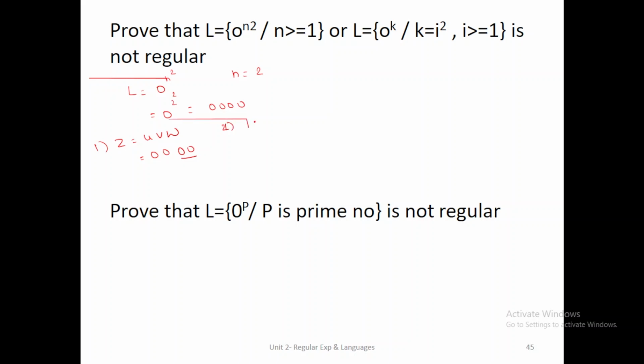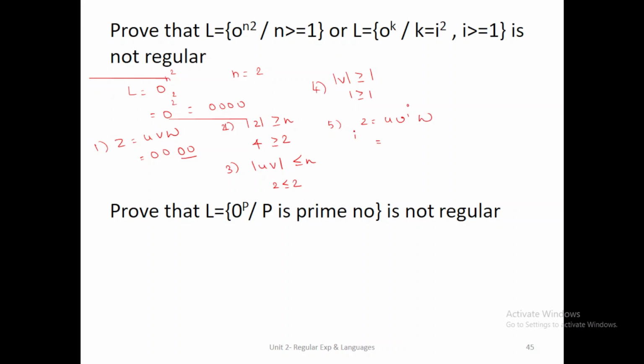Second condition, mod Z value greater than or equal to n. So the length is 4 greater than or equal to 2. It is also true. Your third step is mod UV value that is less than or equal to n. So 2 less than or equal to 2. It is also true. Fourth condition, mod V value greater than or equal to 1. So 1 greater than or equal to 1. It is also true.